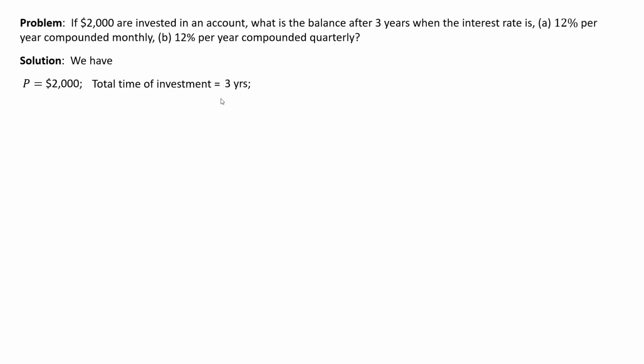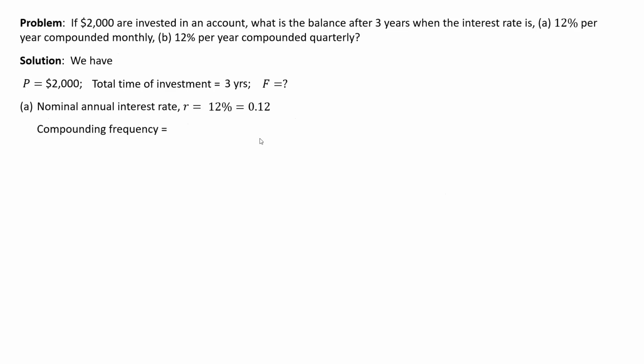I don't know if you notice, I'm not calling that as N, right? I'm calling it as total time of investment to be 3 years. Why didn't I do that? You'll find out. F is what? That's the question mark. So for case 1, 12% per year compounded monthly, nominal annual interest rate R is, would you agree, 12%? Yep, that's 0.12.